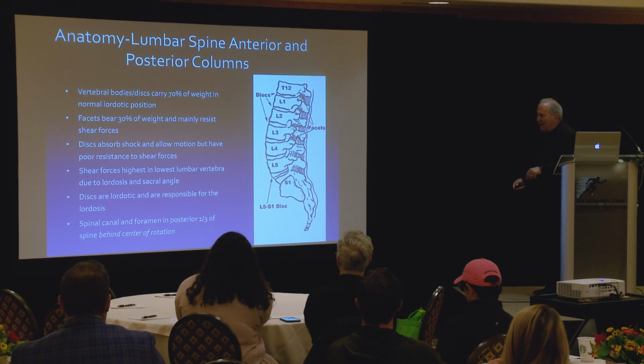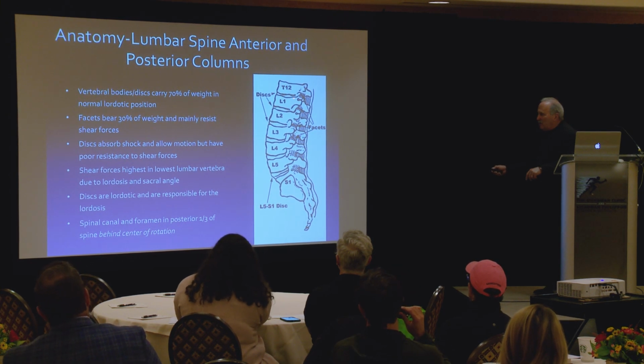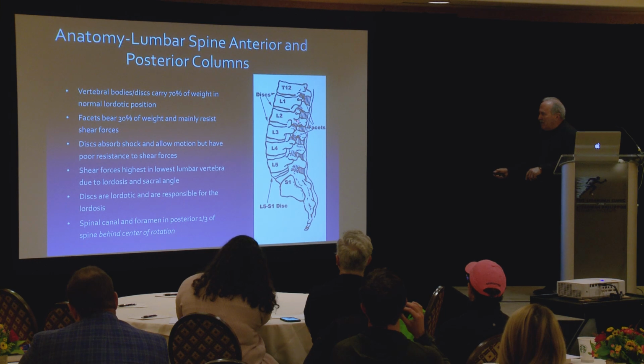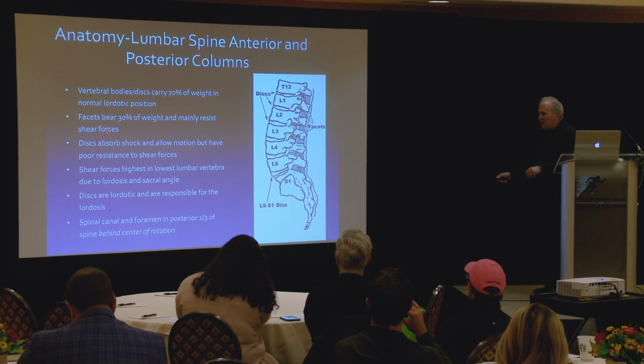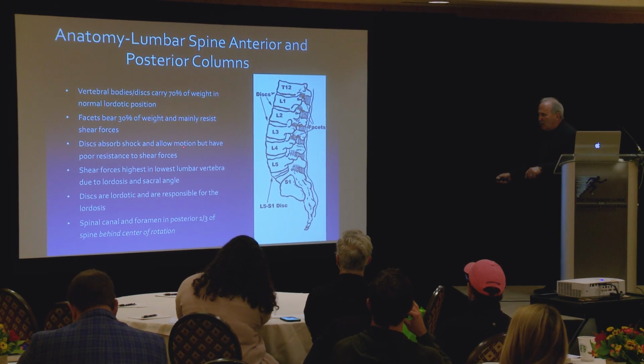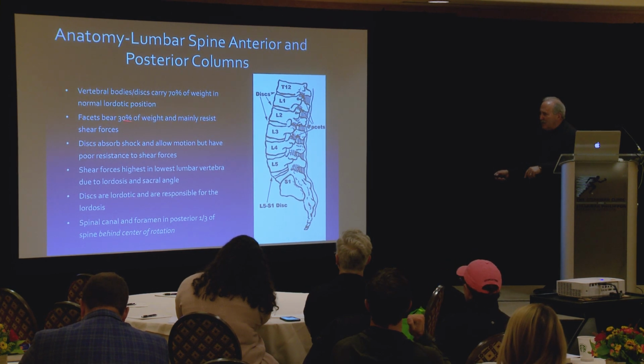So we're going to talk again about the anatomy. 70% of the weight of the spine is carried in the anterior column with the vertebral bodies, the discs, the anterior and posterior longitudinal ligament. Conversely, the facets carry 30% of the weight and mainly resist shear forces. The discs absorb shock and allow motion, but have poor resistance to shear forces. That's important as we start to find out how the spine breaks down.